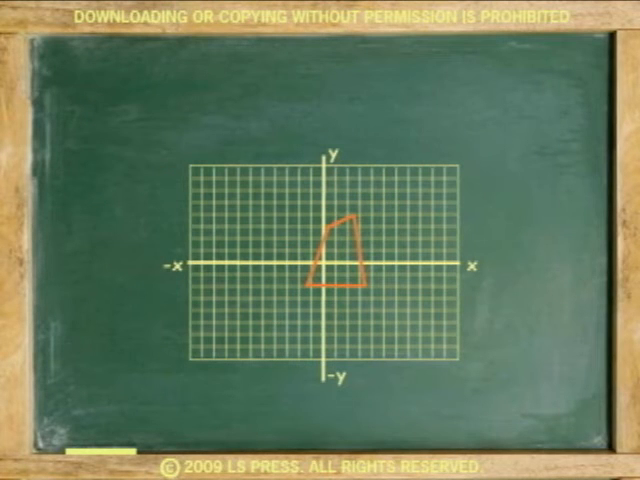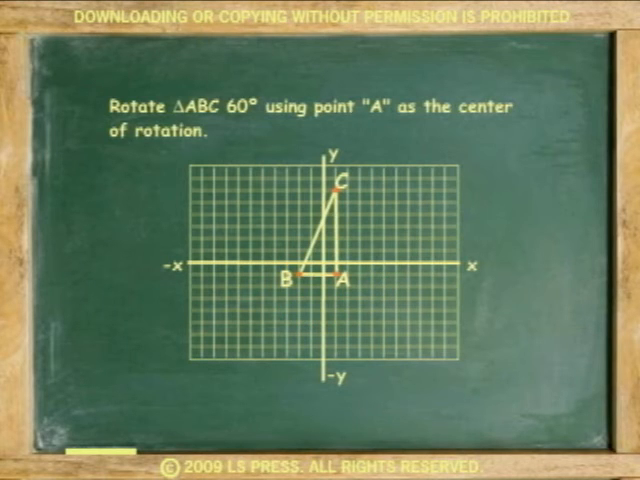Now to rotation. Rotation is measured in angles. Also called angular motion, it is the circling motion around an axis. All rotation must have a center of rotation about which the object moves. Rotation is always clockwise. For example, rotate triangle ABC 60 degrees using point A as the center of rotation. Remember, rotation is always clockwise.